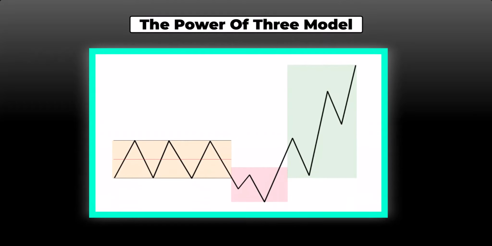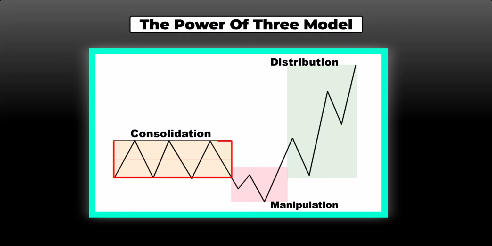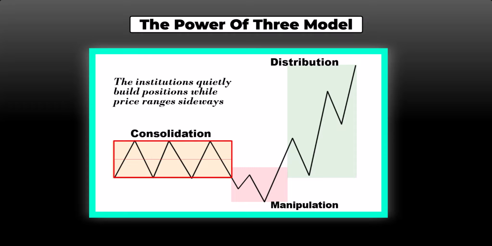Now with liquidity understood, let's move on to one of the most fascinating patterns institutions use, the power of three. This model breaks price into three phases: consolidation, manipulation, and acceleration. In the first phase, which is the consolidation, the institutions quietly build positions while price ranges sideways. To retail traders, it looks like indecision, but it's actually preparation for a big move.